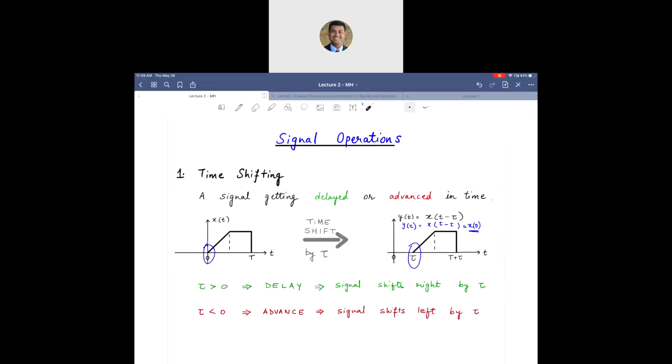So time shifting, in general case, and the two cases of delay and advance. Delay corresponding to tau greater than 0 and things moving to the right. Advance corresponding to tau less than 0 and things moving to the left. All right, so that's one signal operation.